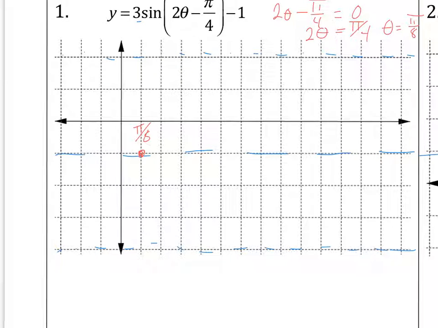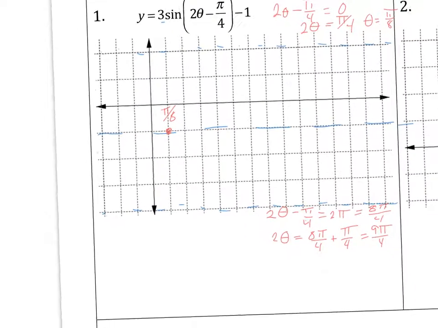Okay, let's get an ending value. So I did that for 0. Now I'm going to do the same thing for 2 pi. 2 theta minus pi over 4 is equal to 2 pi. Let us add pi over 4 to both sides. So 2 theta is equal to 2 pi plus pi over 4. I'm going to write 2 pi as 8 pi over 4 because I know I need a common denominator. And to that, we're going to add 1 pi over 4. That's 9 pi over 4.